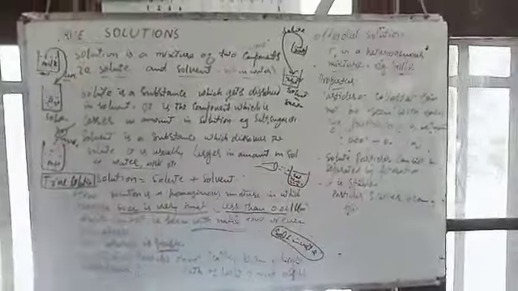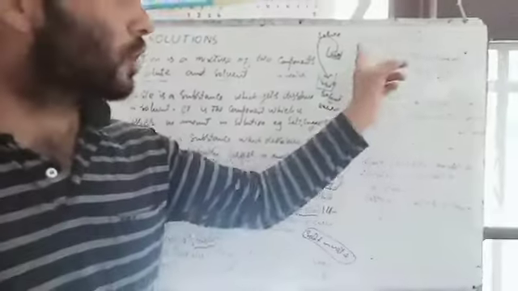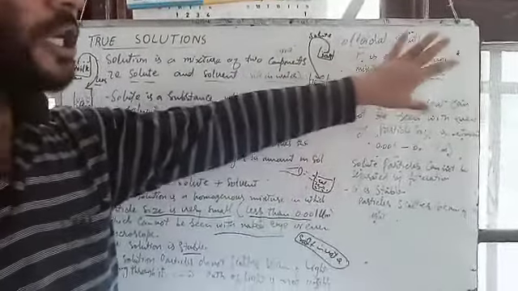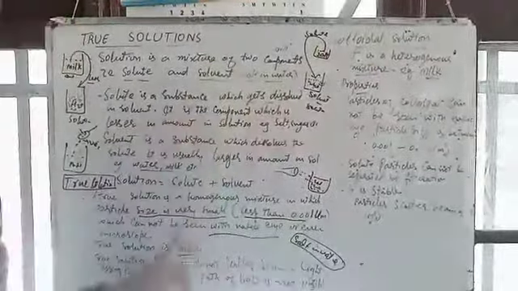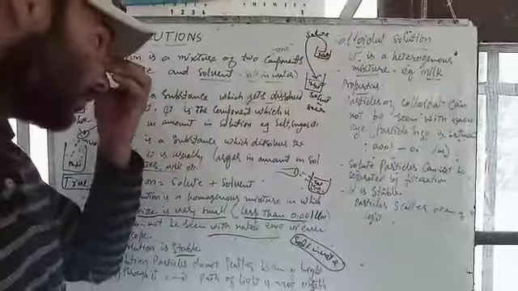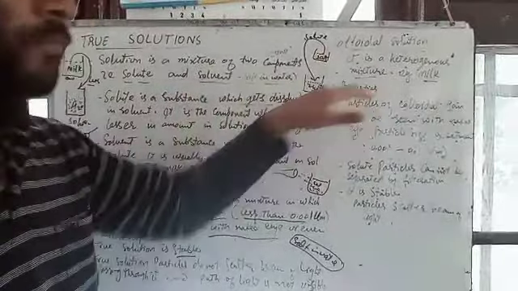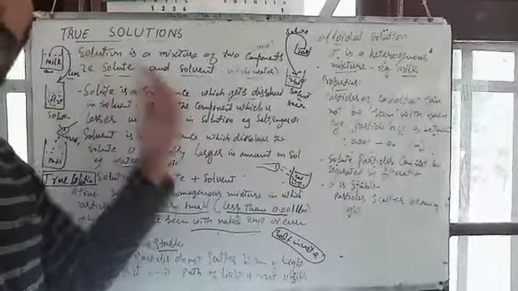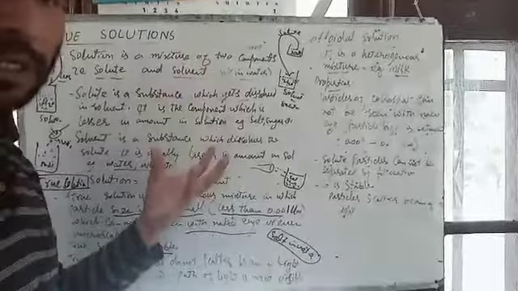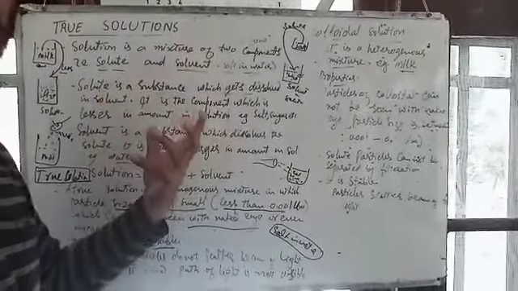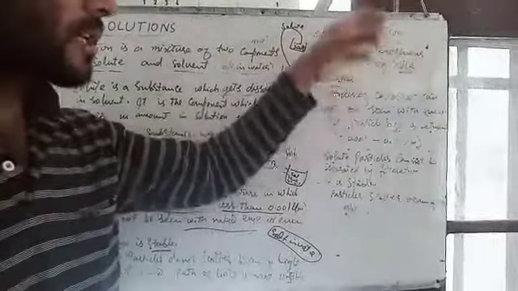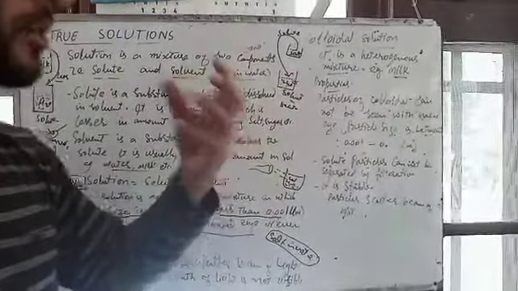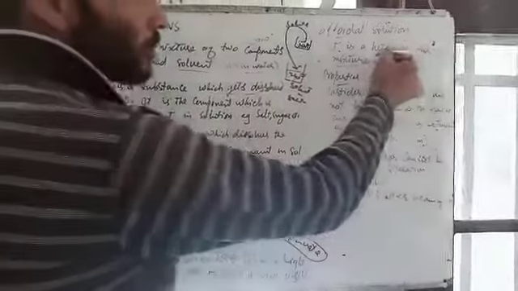Next, that was a true solution. Another type of solution is a colloidal solution. A colloidal solution is that type of solution which is heterogeneous. A homogeneous mixture, which I already discussed with you, has a uniform distribution of particles. But in a heterogeneous mixture, the particles are not uniformly distributed. That means it is a non-uniform solution. That is why it is heterogeneous.